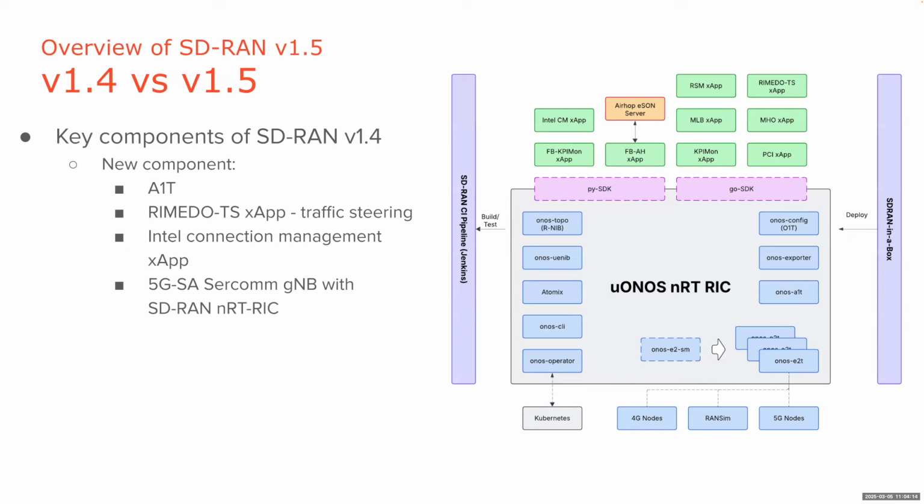Let's revisit the 1.4 key components. In 1.4, we introduced almost all the A1T components, and by using that, we introduced the RIMEDO traffic steering X application. And by using the Python SDK, we also introduced the Intel Connection Management X application. We also supported the Circom 5G G-Node B. By using KPI-mon, we can get monitoring information from the Circom G-Node B, which is a commercial device. So that was the major point in 1.4.